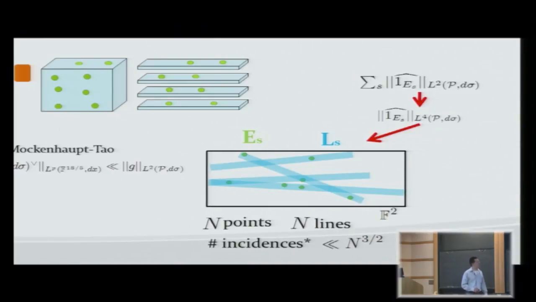So Mockenhaupt and Tao use this, and once you add up all the contributions over all these slices, you can actually get, and I wrote something in the wrong place, the p here should be 18/5, and this should be a 3. Roughly, what they do is they upper bound the L to the 18/5 norm of this function in terms of the L2 norm. So 18/5, if you get your calculator out, is equal to 3.6, which is below 4, and our goal was to prove an estimate below 4.